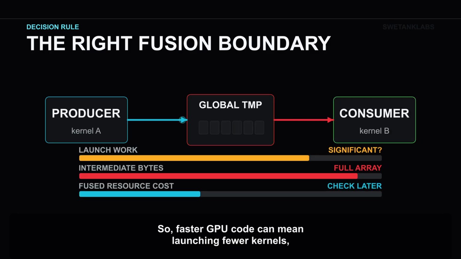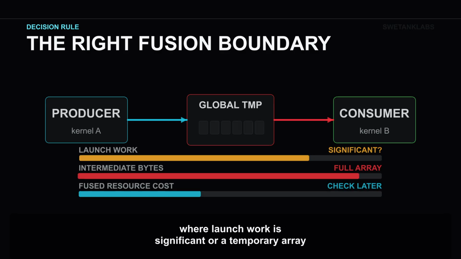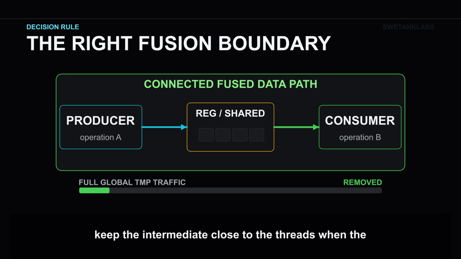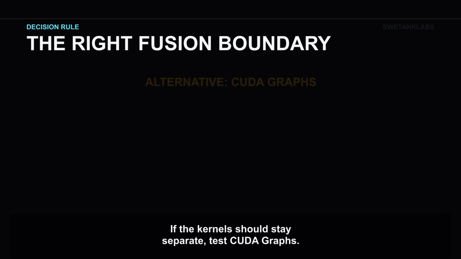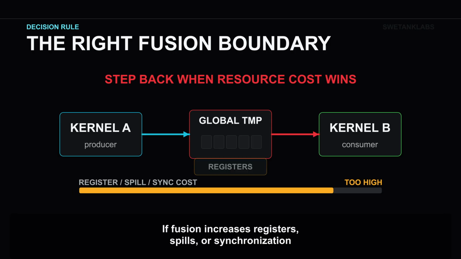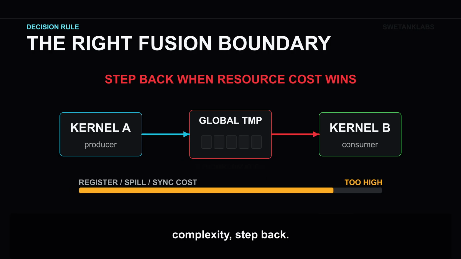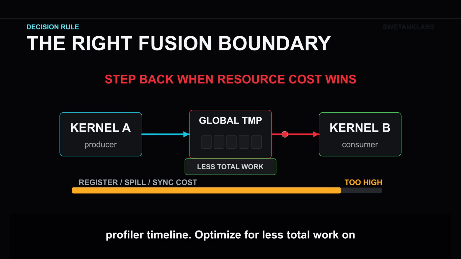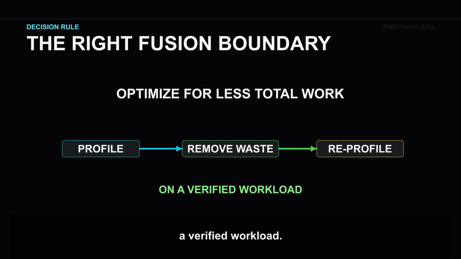So, faster GPU code can mean launching fewer kernels, but kernel count is only the visible clue. The real opportunity is a measured producer-consumer chain where launch work is significant or a temporary array is wasting global memory bandwidth. Fuse that boundary, keep the intermediate close to the threads when the algorithm permits, and then check the new resource footprint. If the kernels should stay separate, test CUDA Graphs. If fusion increases registers, spills, or synchronization complexity, step back. Do not optimize for the fewest boxes on a profiler timeline. Optimize for less total work on a verified workload.